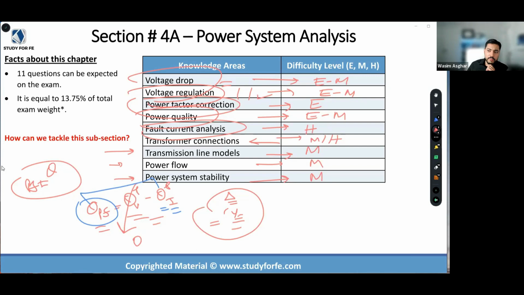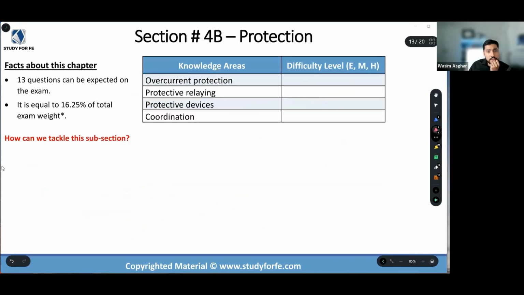Some of these topics we had seen previously, right? Voltage drop, voltage regulation, power factor correction, right? And then from that point onwards, these are all advanced topics, maybe minus transformer connections, but our take on transformer connections was really sequence component. Okay. And then we have protection. 4B, nothing included in the handbook, guys. Nothing included in the handbook, right? And we went deep in it.